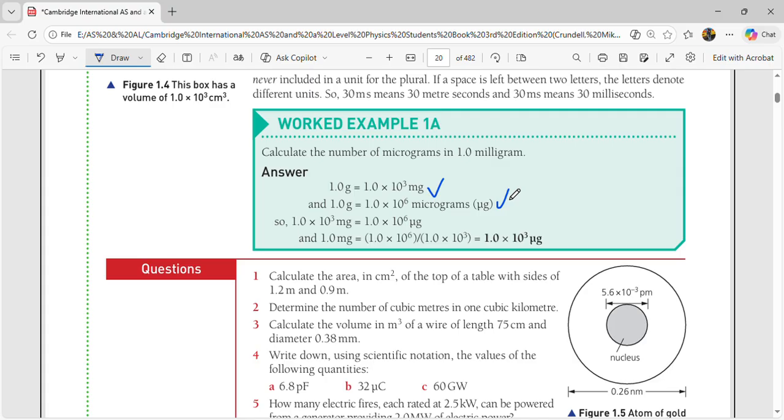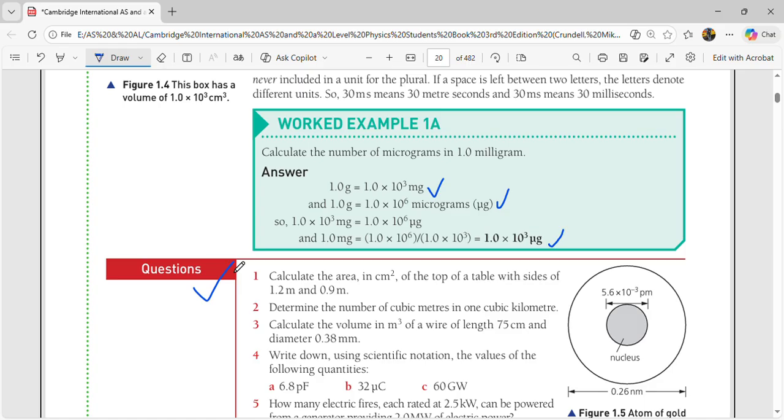So now we equate the two because the right hand sides are all equal to 1 gram. When we equate them, we divide through by exponent 3 to get 1 milligram in micrograms. And that is the answer: 1 milligram is 1000 micrograms. So you can try out those questions.